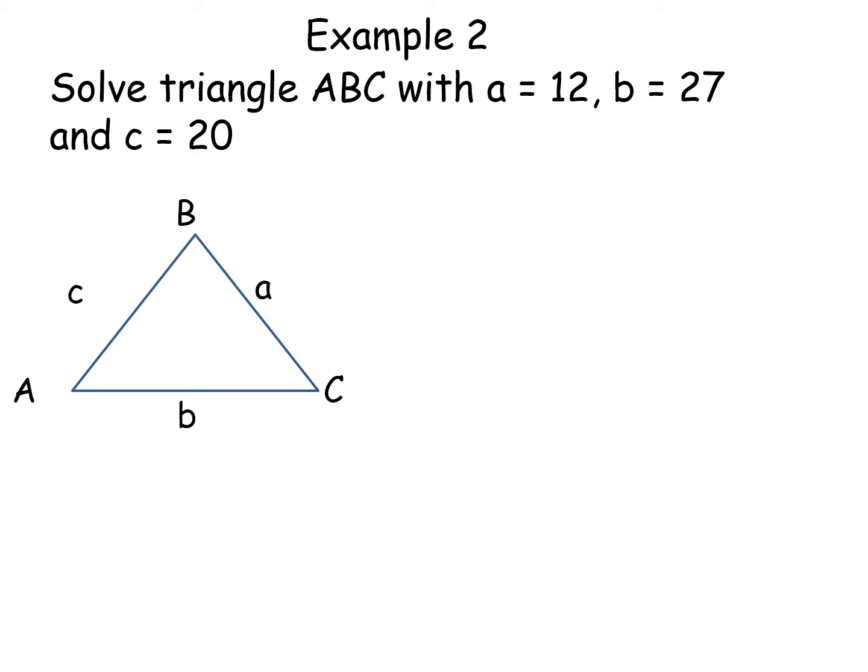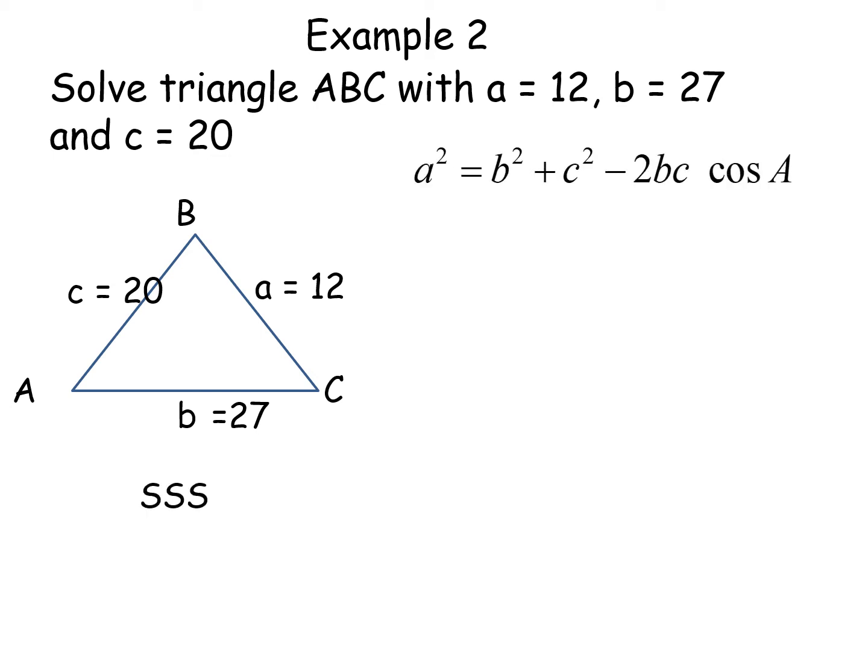And let's look at another example. So solve triangle ABC with a is 12, b is 27, and c is 20. Well, here now, I don't know any of the angles. So I certainly cannot use the law of sines, but I can use the law of cosines. So once again, I have side, side, side. So let's plug in everything we know into this equation.